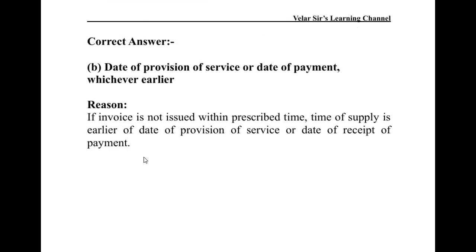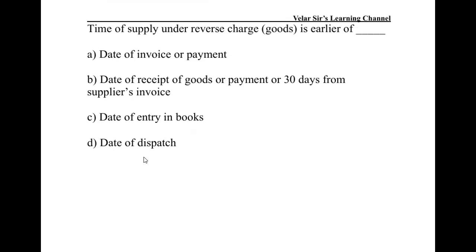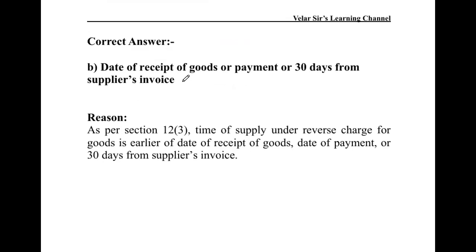That is the reason. The next MCQ will be time of supply under reverse charge. Here the important thing is reverse charge, time of supply. The time of supply under reverse charge in respect of goods is earlier of dash. The four options: first option is date of invoice or payment. B option, date of receipt of goods or payment or 30 days from the supplier's invoice. C option, date of entry in the books. And fourth one is date of dispatch. The correct answer will be date of receipt of goods or payment or 30 days from supplier's invoice.